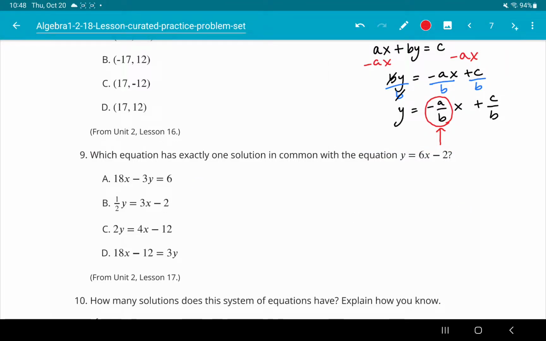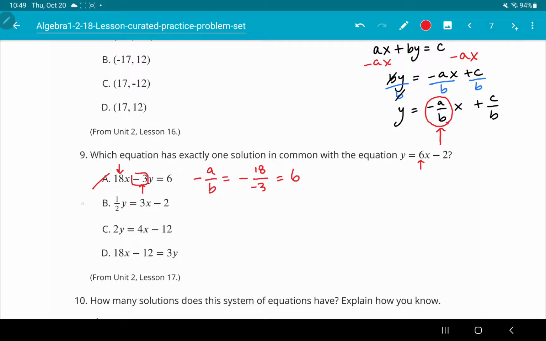All right, so my negative a over b is going to be equal to negative, this is my a value right here, 18, and this is my b value right here, negative 3. Remember to include the sign there, negative 3. This is going to be equal to 6. That's the same as my slope here, so this is not the answer that I'm looking for.